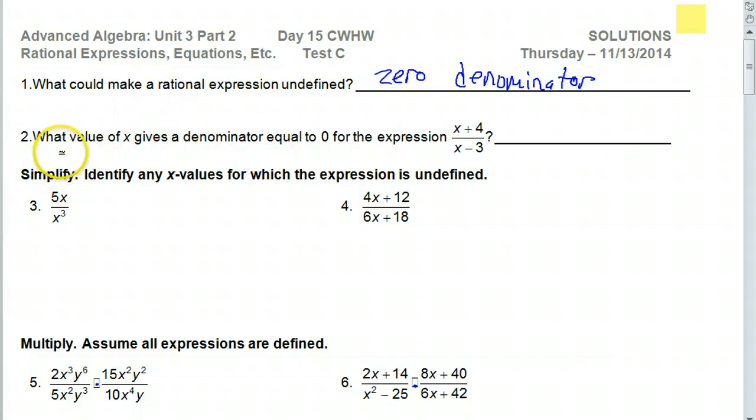More specifically, looking at number two, what value of x gives a denominator equal to 0 for this expression? What's the excluded value for number two? X cannot equal 3. If x were equal to 3, we'd have 3 minus 3, which would make 0, and that would make the expression undefined. All right, let me zoom in for the next one.